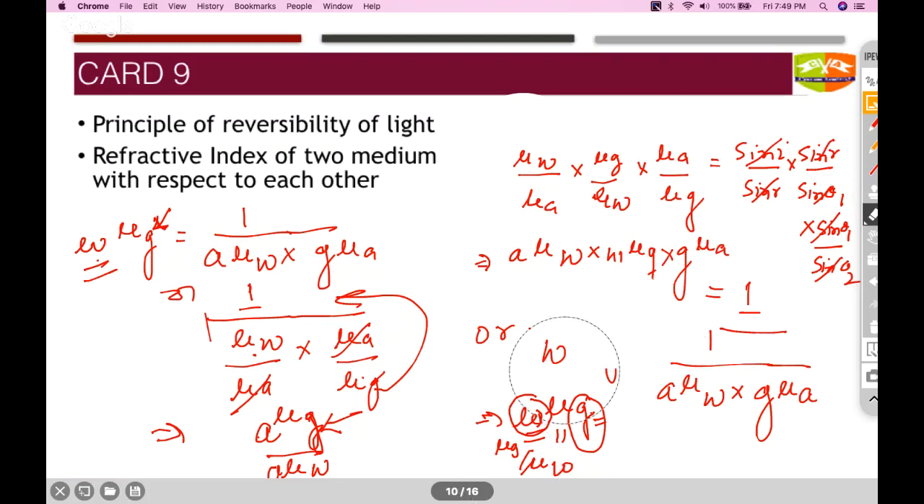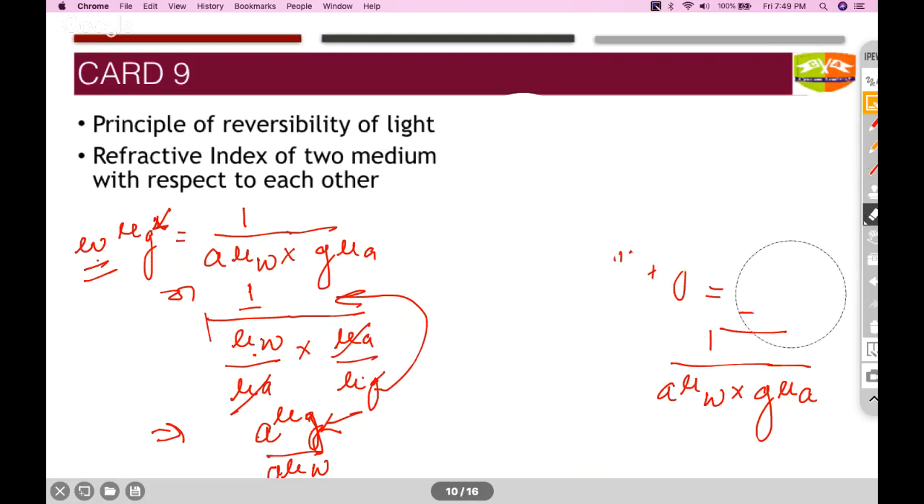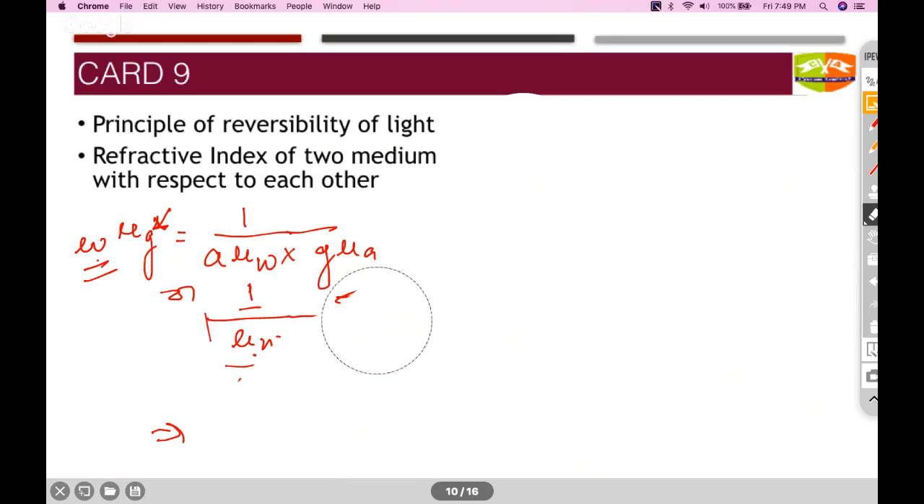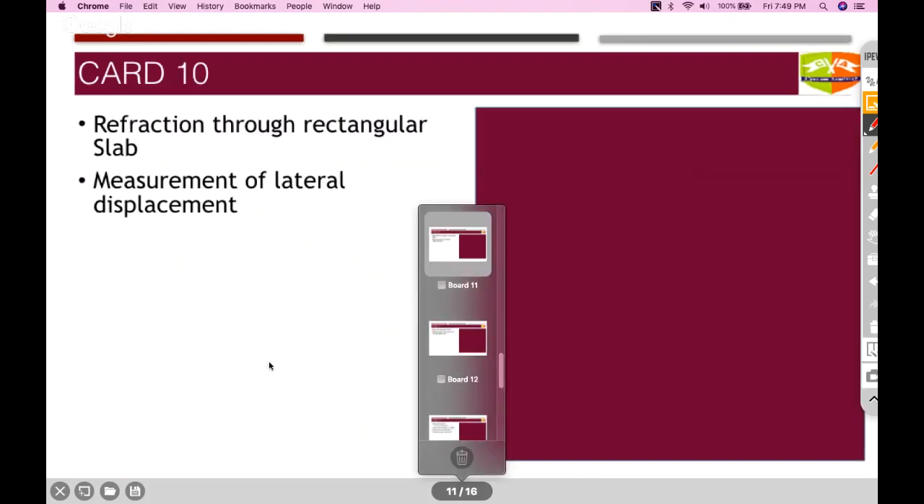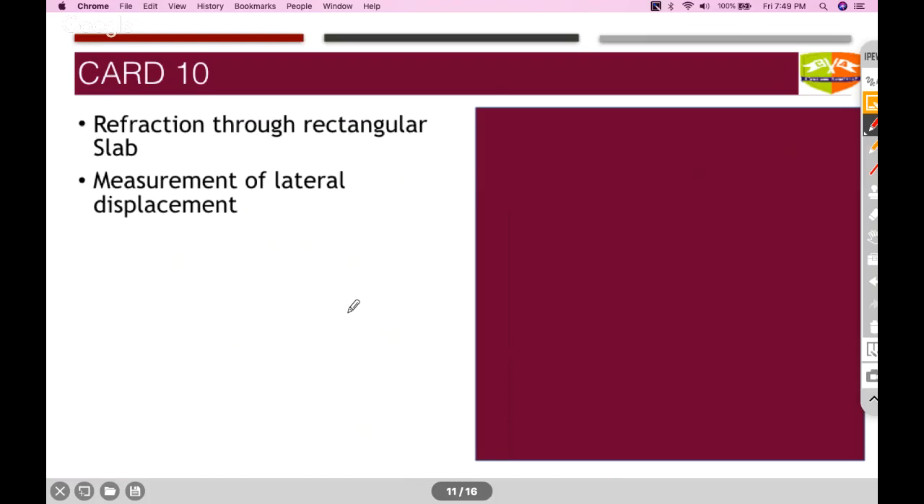Now let me move to another topic, which is refraction through a rectangular slab, and measurement of lateral displacement. So how to do it? We'll have to make a rectangular slab. So let's make a rectangular slab, and let me draw it for you.